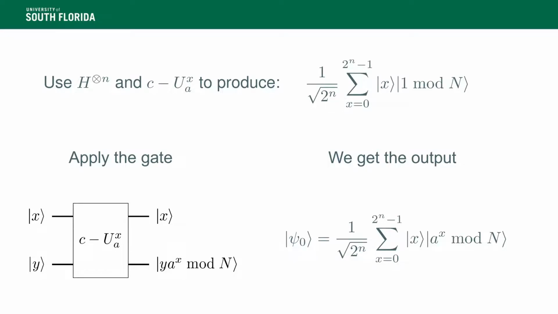So we start in the same way. We produce the sum over x, so the uniform superposition of x, modulo 2 to the n this time, and then we have a second register with 1, and then we apply the controlled exponentiation to produce this a to the x mod n in the second register, okay? So nothing has changed so far, except for the fact that we have replaced phi of n by 2 to the n here.